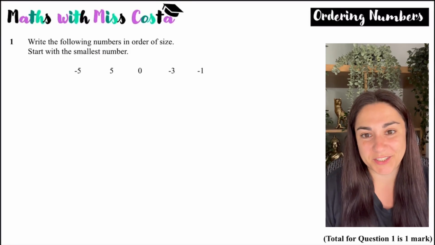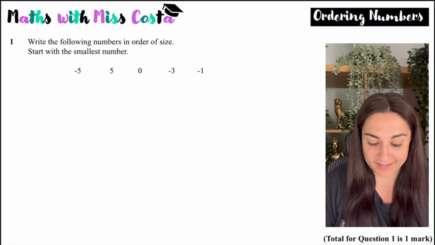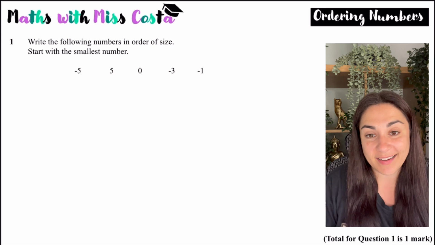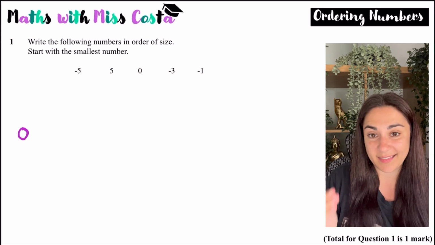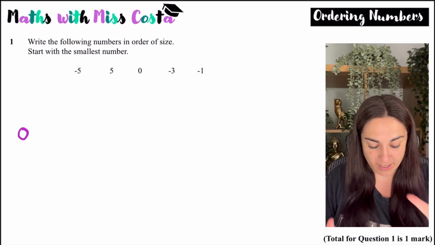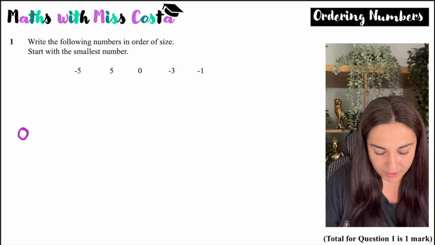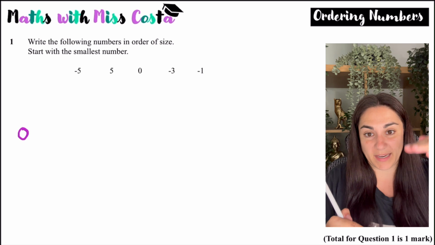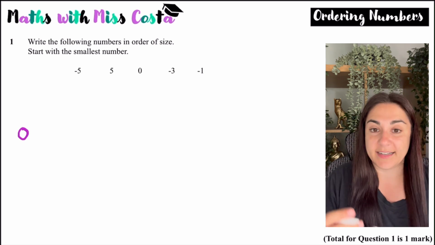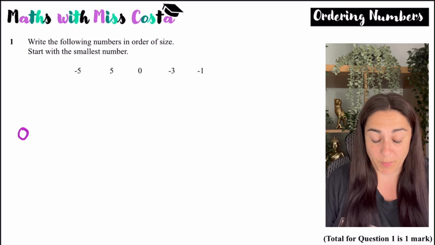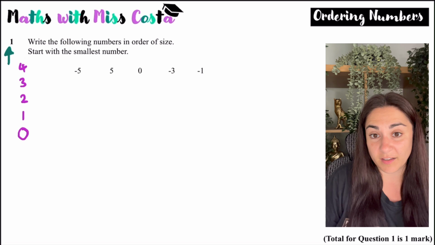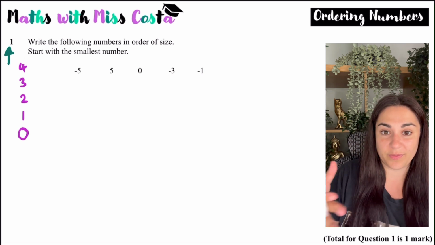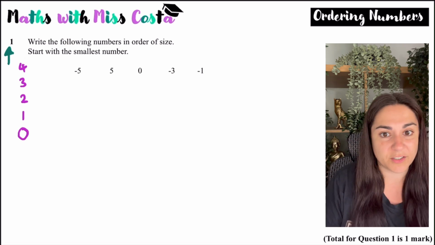Okay, so for the first question, we are asked to put these numbers in order of size. Now, they're negative numbers and positive numbers, so if you get confused with them, then just think of your negative number line as a thermometer. 0 marks the change between going from positive to negative, and with our positive numbers, we're always just going up by 1, so we go 1, 2, 3, 4, and the further up we go, the larger the number becomes. So the bigger the number on the positive side, the larger the number is.